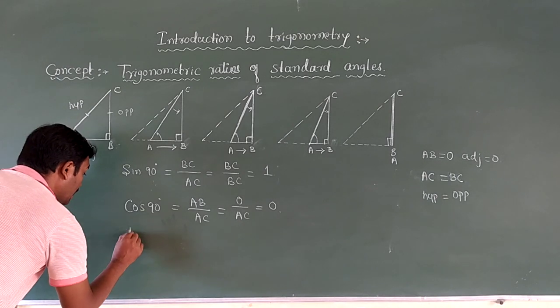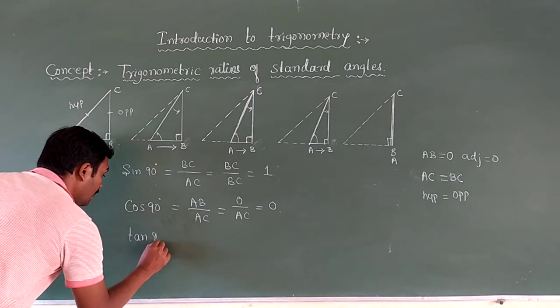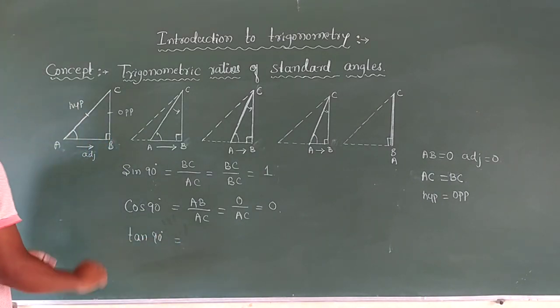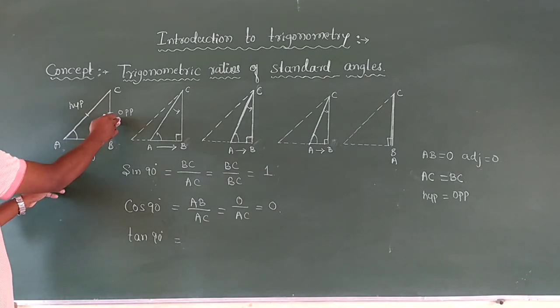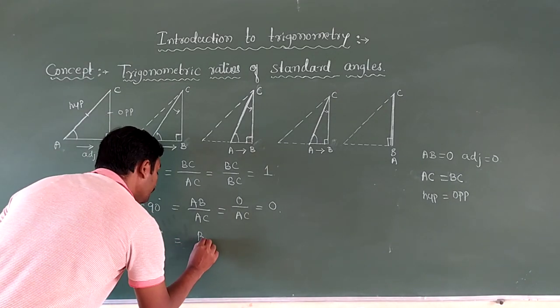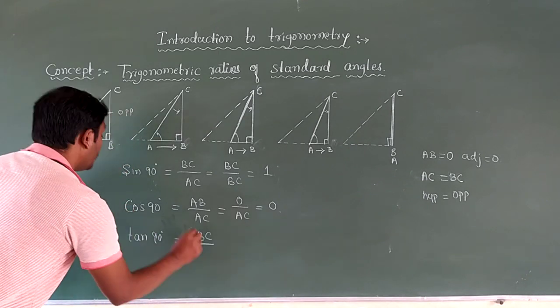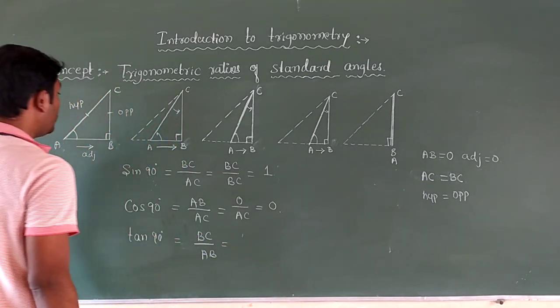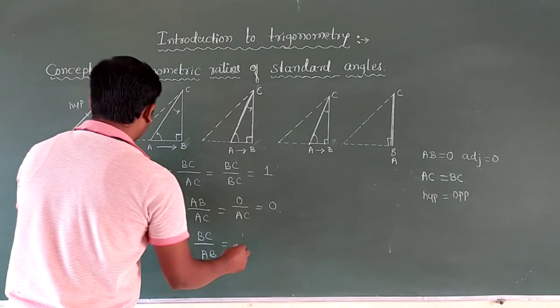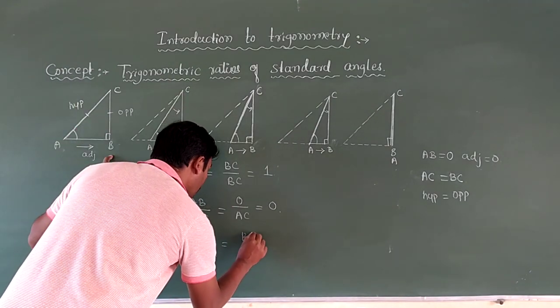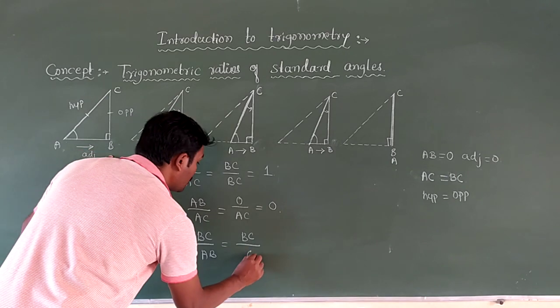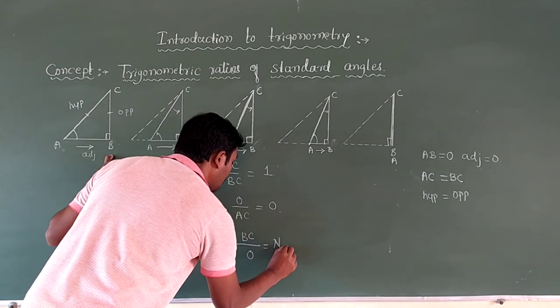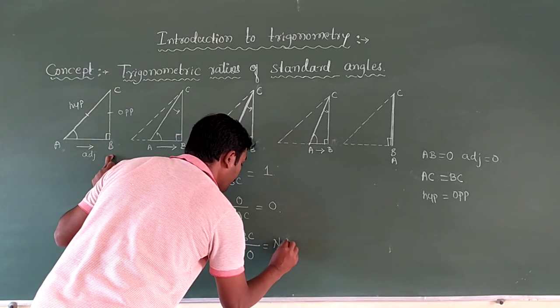To find tan 90 degree, it is opposite by adjacent. Opposite is BC by AB. So BC by AB, BC remains the same and AB becomes 0. So tan 90 is not defined.